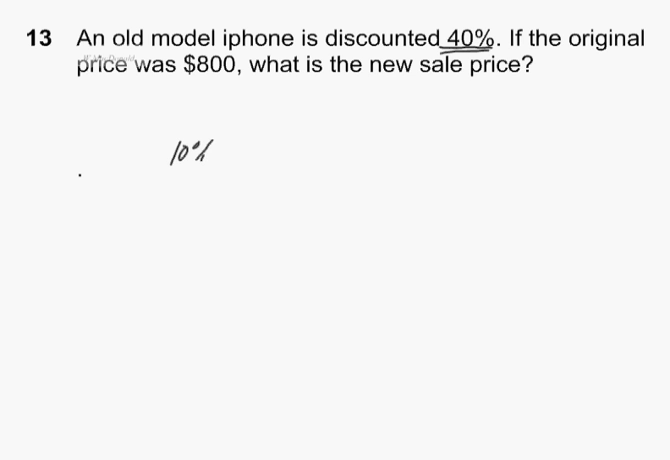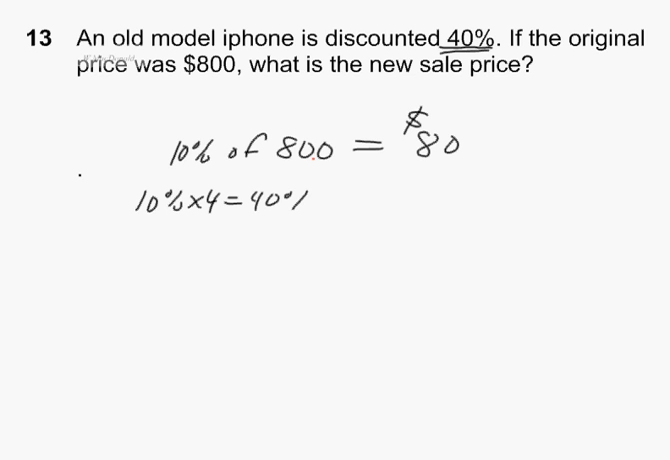So let's start with 10% of the $800 iPhone. We know that if we take the decimal and move it one place over, we get 10%. So 10% is actually $80. And therefore, 10% multiplied by 4 equals 40%. If I take my $80, which is 10%, and multiply that by 4, I will get $320.